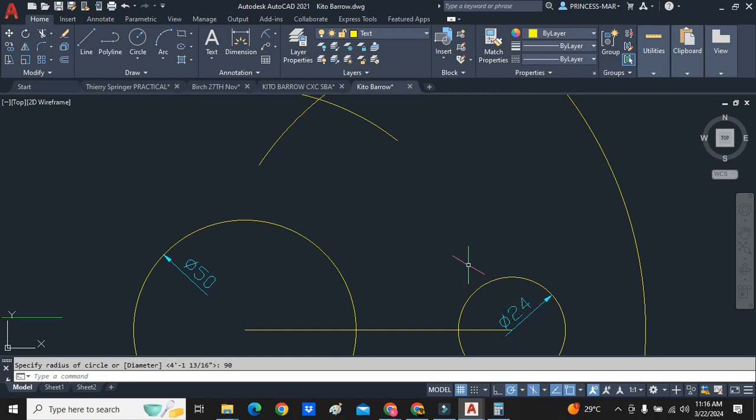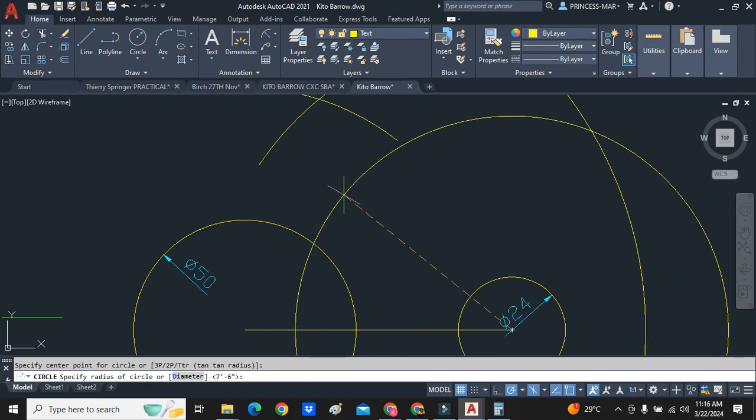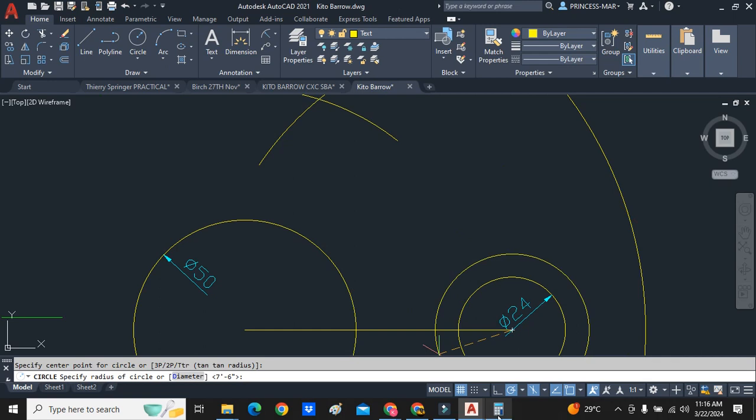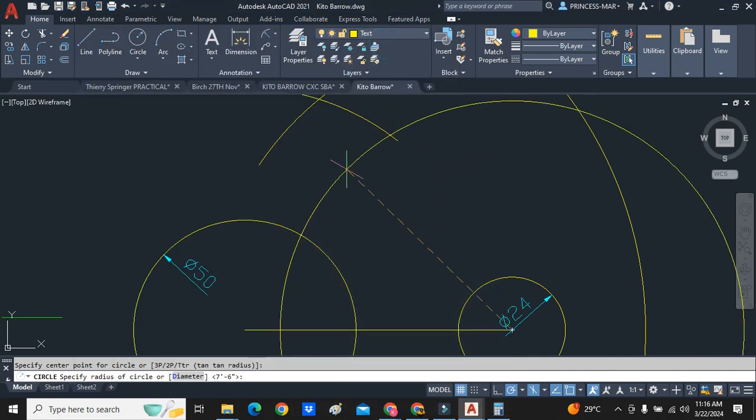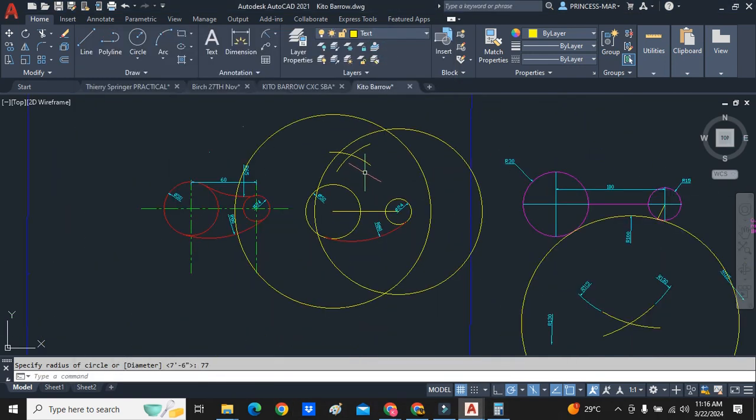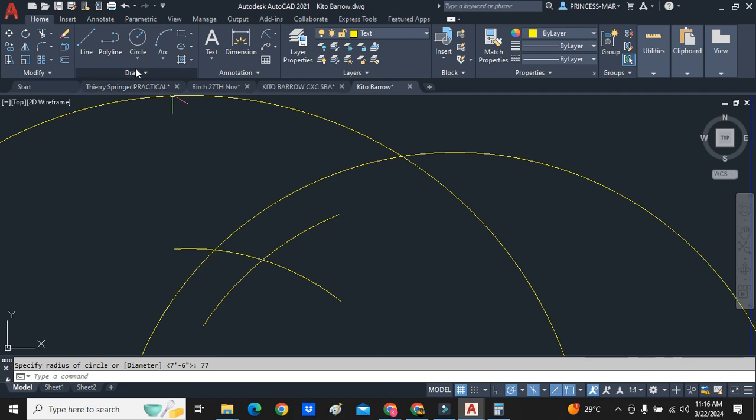And half of 24 gives us 12. So what is 65 plus 12? What is 65 plus 12? 65 plus 12 is 77. Okay, so we have our 77. And now we see where those two arcs meet.